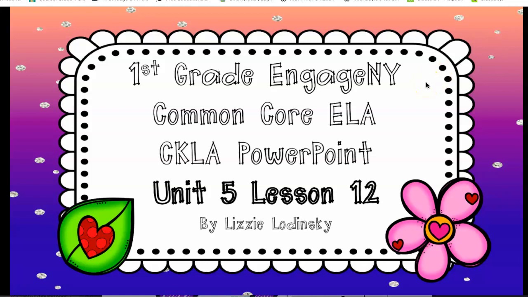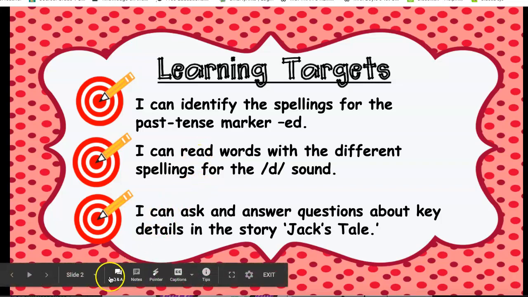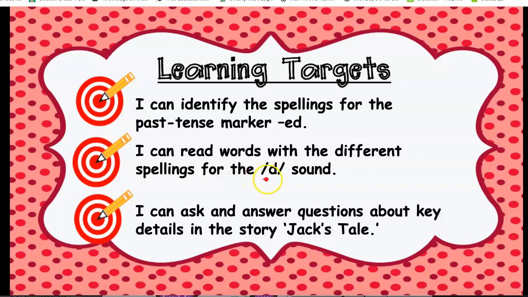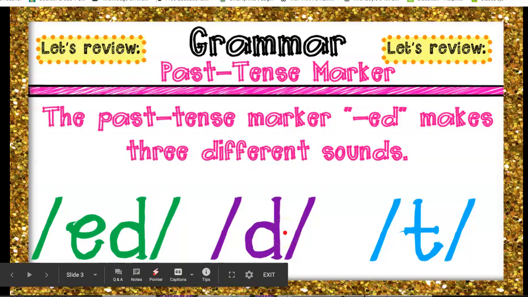Today for Language Arts, we're going to be working on Unit 5, Lesson 12. Today we are going to identify the spellings for the past tense marker spelled ED. We're also going to read words with different spellings for the D sound. And we're going to answer questions about details in the story Jack's Tale.